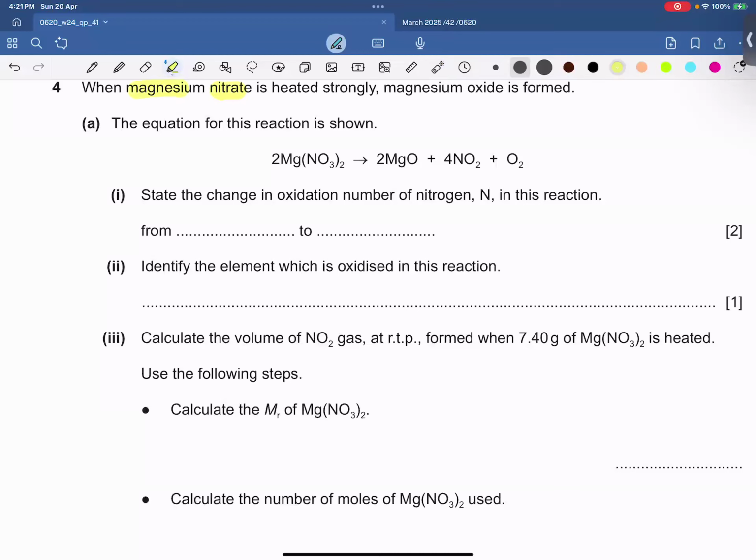When magnesium nitrate is heated strongly, magnesium oxide is formed. The equation for this reaction is shown. Magnesium nitrate converted into magnesium oxide, nitrogen dioxide, and oxygen. State the change in oxidation number of nitrogen in this reaction.